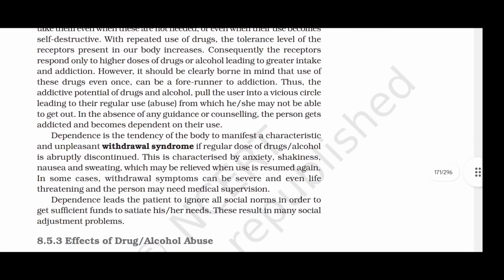Dependence is the tendency of the body to manifest a characteristic and unpleasant withdrawal syndrome if regular dose of drugs or alcohol is abruptly discontinued. This is characterized by anxiety, shakiness, nausea, and sweating, which may be relieved when use is resumed again. In some cases, withdrawal symptoms can be severe and even life threatening, and the person may need medical supervision. Dependence leads the patient to ignore all social norms in order to get sufficient funds to satiate his or her needs. These result in many social adjustment problems.